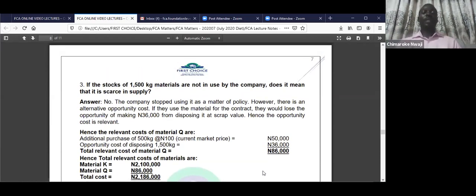So you will now bring them together. Your total relevant cost will be relevant cost of material K plus relevant cost of material Q. You add them together, you have 2,186,000. So that's your relevant cost of material.